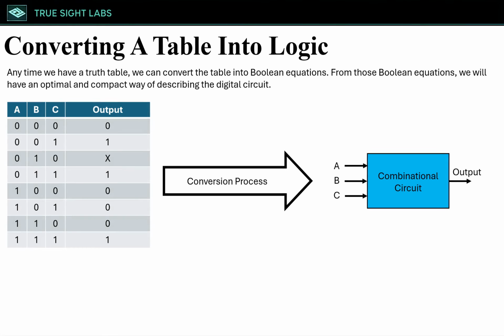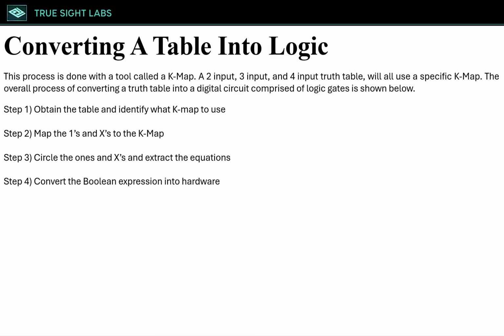Anytime we have a truth table, we can convert the table into Boolean equations. From those Boolean equations, we will have an optimal and compact way of describing the digital circuit. So how do we convert a truth table into a digital circuit? Well, this process is done with a tool called a K-map. A 2-input, 3-input, and 4-input truth table will all use a specific K-map. The overall process of converting a truth table into a digital circuit comprised of logic gates is shown below.